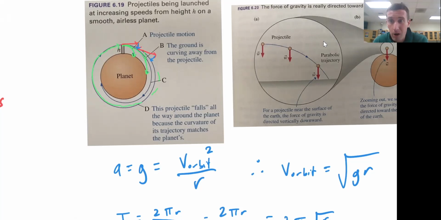Now that only works if you're not encountering air resistance. You have to get outside of our atmosphere, because otherwise you would get slowed down by air resistance, and that would slow your path down and you'd spiral onto the planet. That's what happens when meteorites come in. They pull in sideways and spiral down towards the planet, and mostly they burn up, but occasionally a small amount would come down and hit the ground.